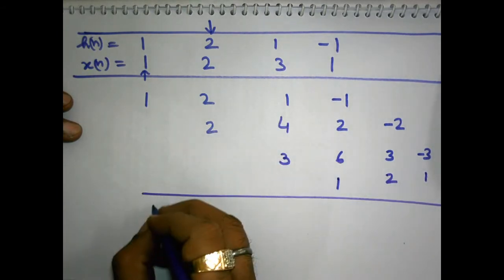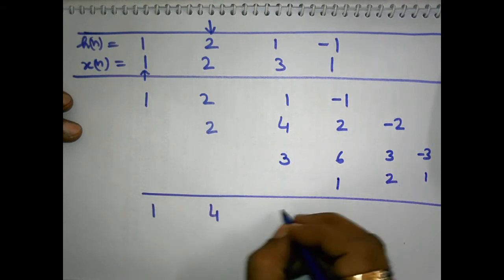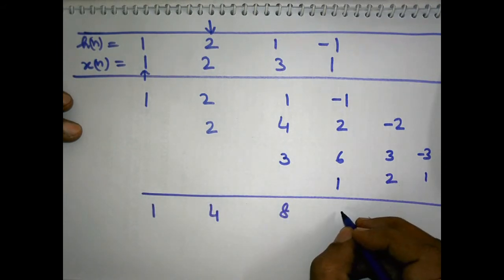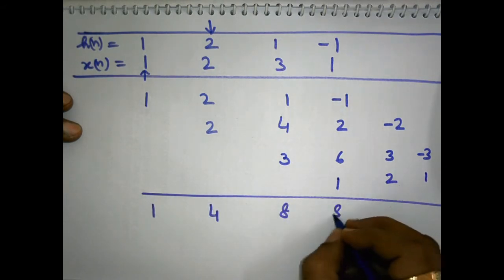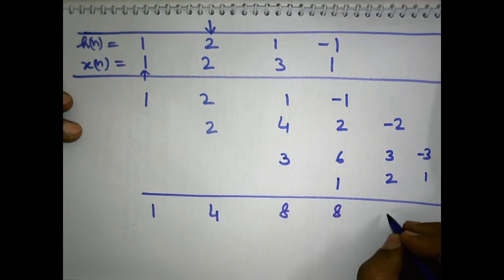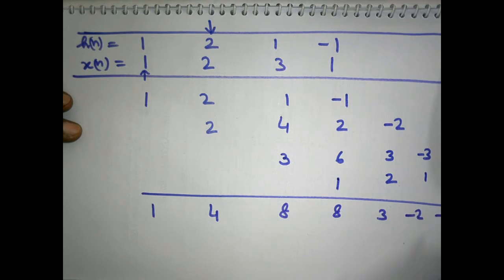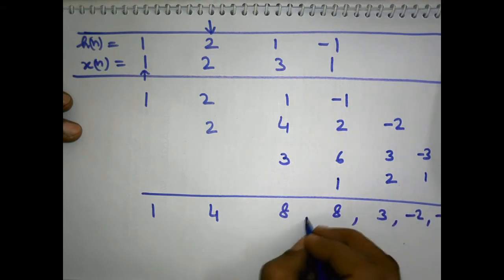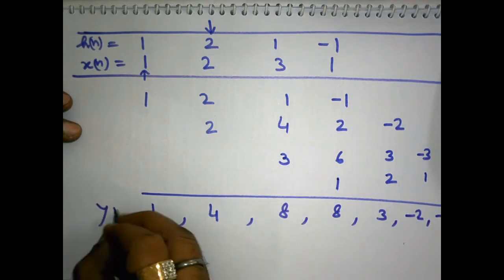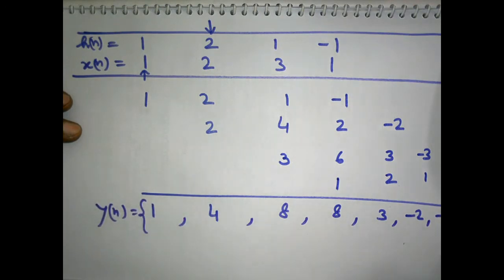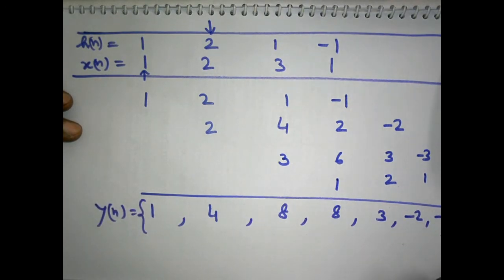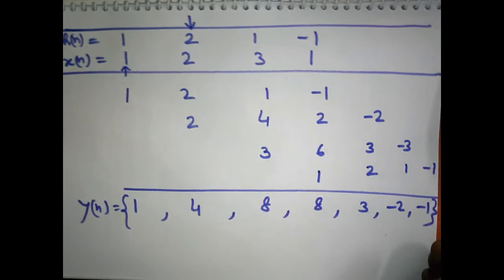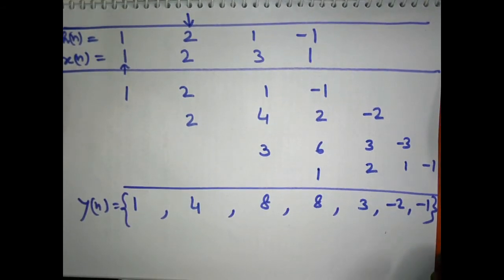Sum all the values: 1, 4, 8 and 8 and 3 and minus 2, minus 1. Okay. This is your Yn, sequence Yn. You can see how faster this method is.